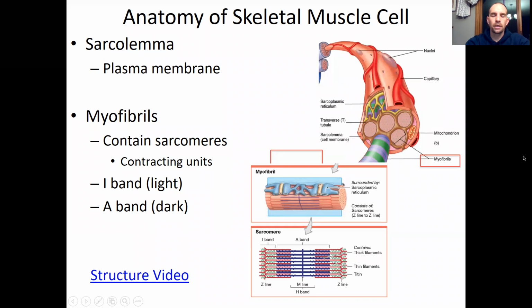So for this video, we're going to look at muscle fiber cells and the contracting sarcomeres inside of there, and we're also going to look at nerve impulses a little bit. So what we first need to look at here is the actual outside of the muscle cell.